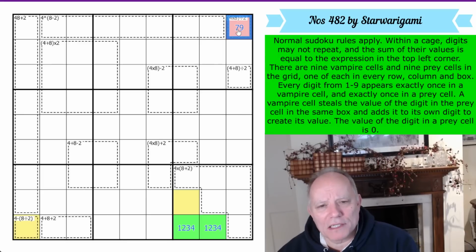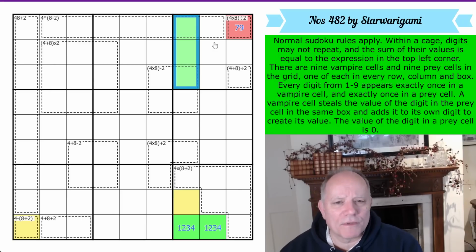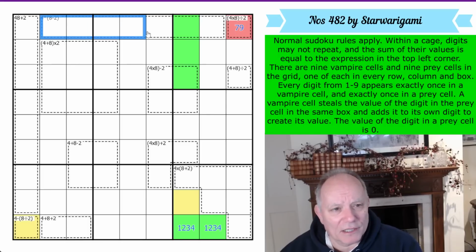So either this is a vampire cell with a 9 in and the prey cell in the box is a 7, or this is a vampire cell with a 7 in and the prey cell in the box is a 9. Now, those cells see a vampire and a prey cell. They go green. Right, just before I get on with the rest of the thinking around that, let's look at, there's still 5 other cages to look at.